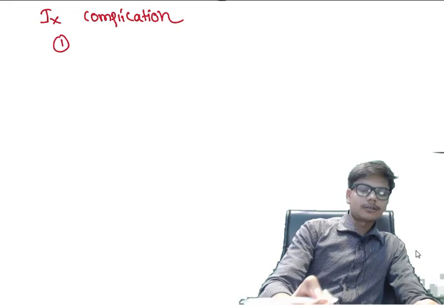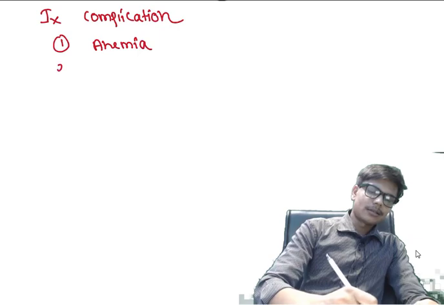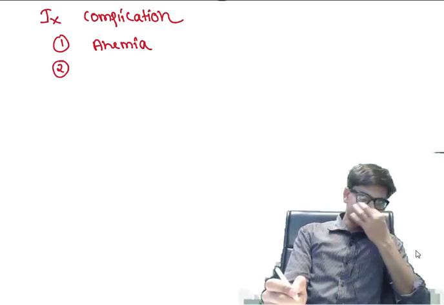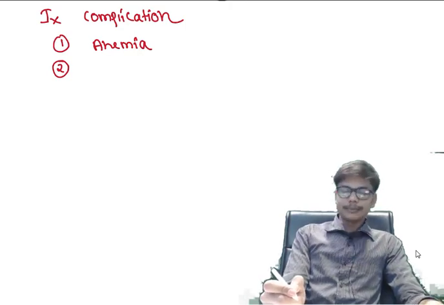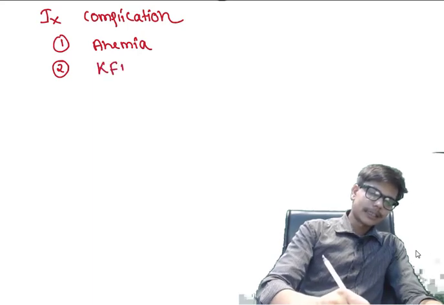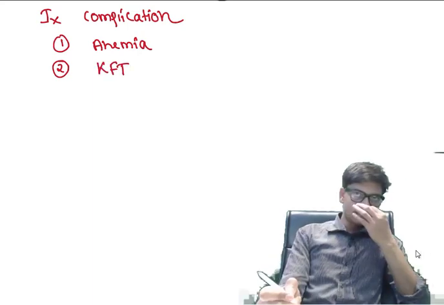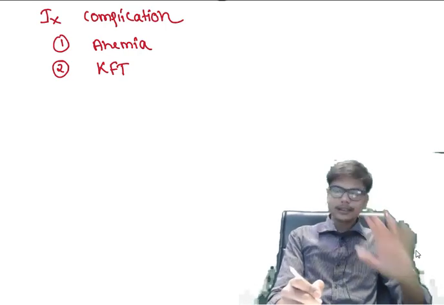Now for associated complication investigation, to look for complications, if there is a complication like anemia, we have to investigate the patient for anemia by doing complete blood count, reticulocyte count, ESR and all other parameters for diagnosing anemia. If the patient is having renal function deterioration, we have to do a kidney function test or renal function test to identify the complication, that is renal failure.